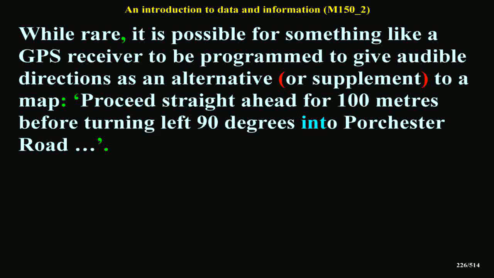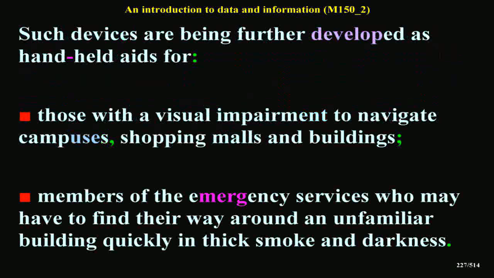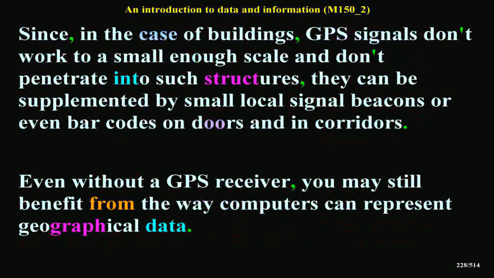"Proceed straight ahead for 100 meters before turning left 90 degrees into Portchester Road." Such devices are being further developed as handheld aids for those with a visual impairment to navigate campuses, shopping malls and buildings. Members of the emergency services may have to find their way around an unfamiliar building quickly in thick smoke and darkness. Since, in the case of buildings, GPS signals don't work to a small enough scale and don't penetrate into such structures, they can be supplemented by small local signal beacons or even barcodes on doors and in corridors.